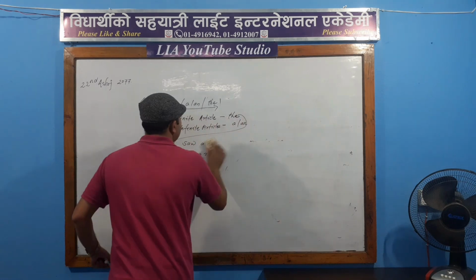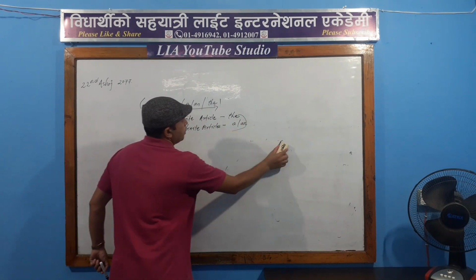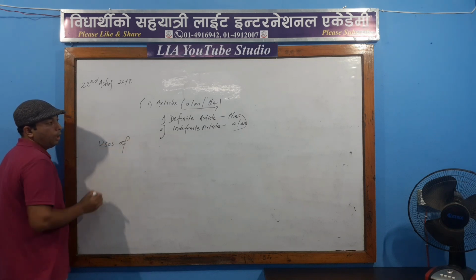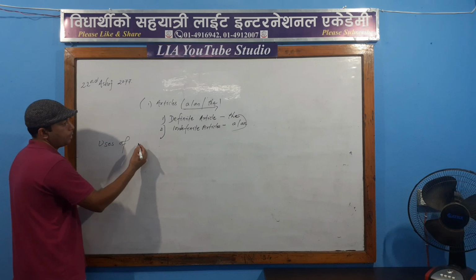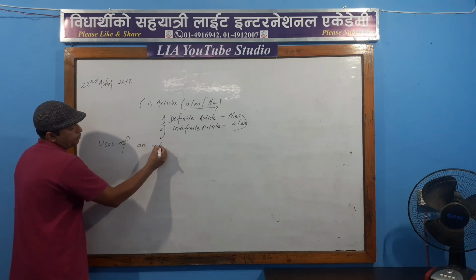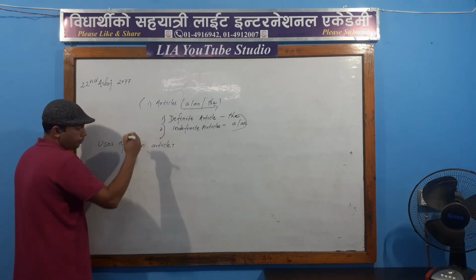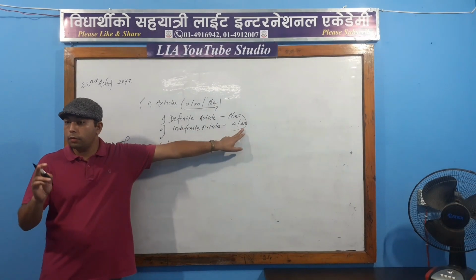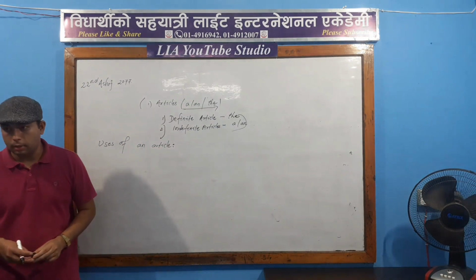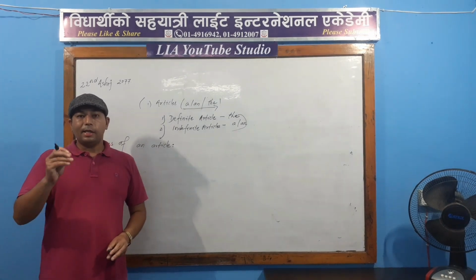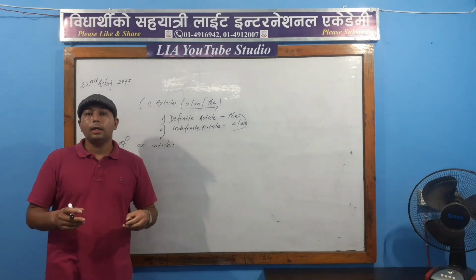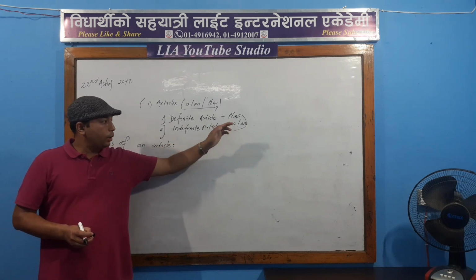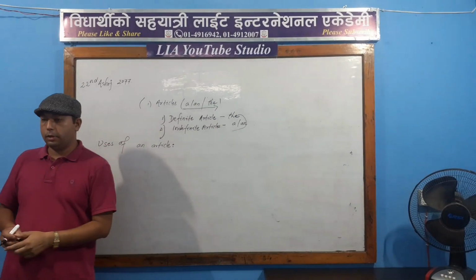Now what we have to learn is the uses of articles. Let's start from the article an. Both articles a and an are used before a singular countable noun. Singular countable noun means a noun that can be counted as one. Before such nouns we use a and an, but an has its own separate uses, and a has its own.